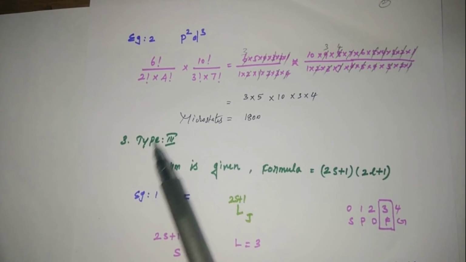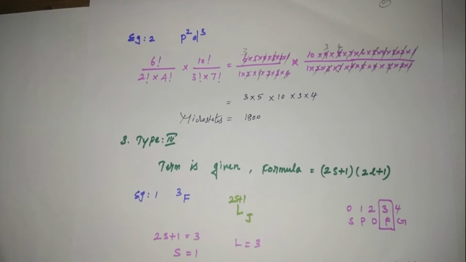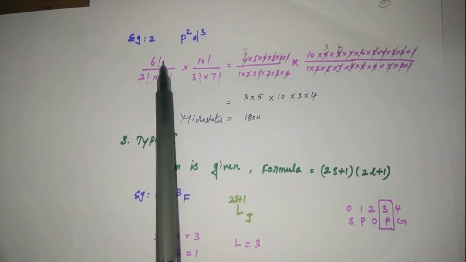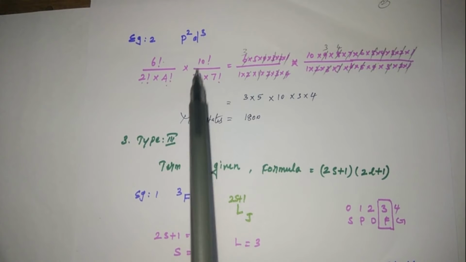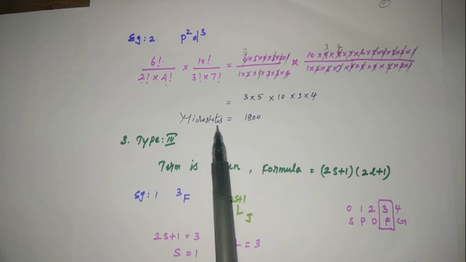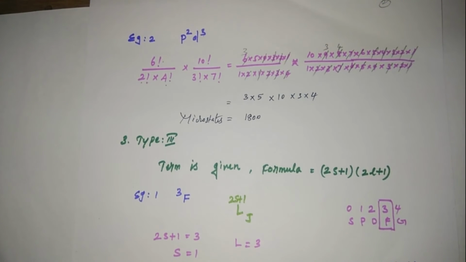Next, example number 2, the p2 and d3 mixed electronic configuration. There is no confusion: for the p2 electronic configuration it is 6 factorial upon 2 factorial into 4 factorial. For the d3 configuration, 10 factorial upon 3 factorial into 7 factorial. We get 1800 microstates in the p2 and d3 electronic configuration.